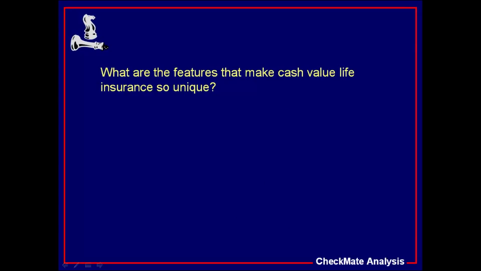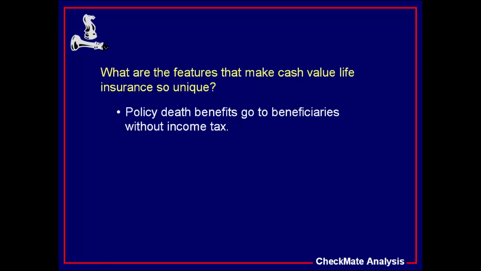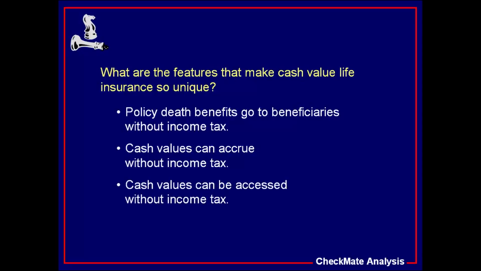What are the things that make cash value life insurance so unique? There are really three of them. One of them is the policy death benefits go to beneficiaries without any income tax. Another one is the cash values accrue without income tax. And the third, and in a way the most valuable, at least for cash distributions, is the cash values can be accessed without income tax, either by withdrawals to basis or loans thereafter.